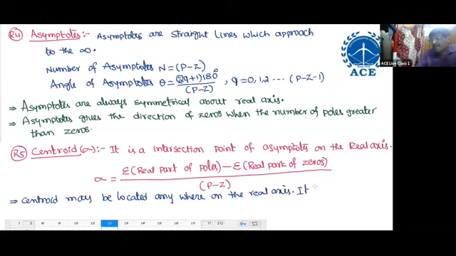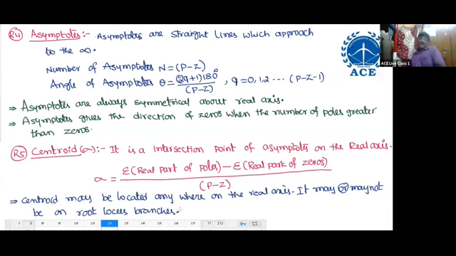It may or may not be on root locus branches. Centroid may be located anywhere on the real axis. It may or may not be on root locus branches. That's all. Now we'll solve the problems.